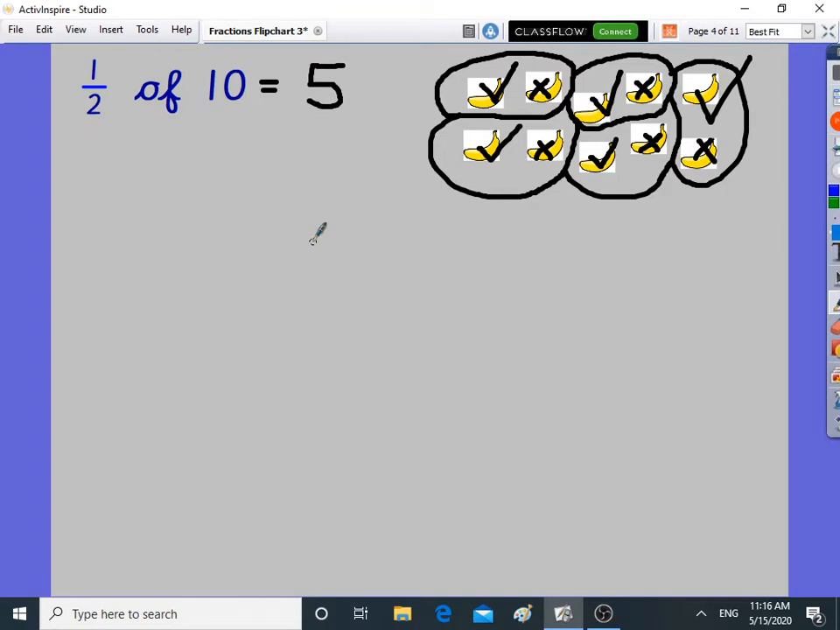You might know that anyway, that half of 10 is 5. We're starting with an easy example. So that's one way of doing it. You get the numerator 1 out of every 2. And then in the end you would find half of 10.